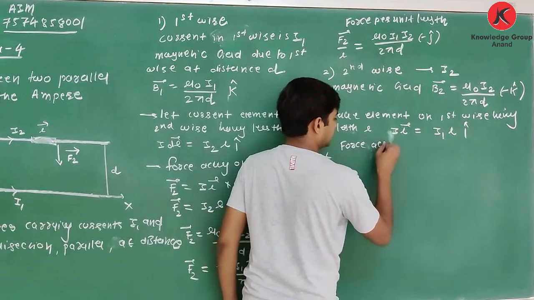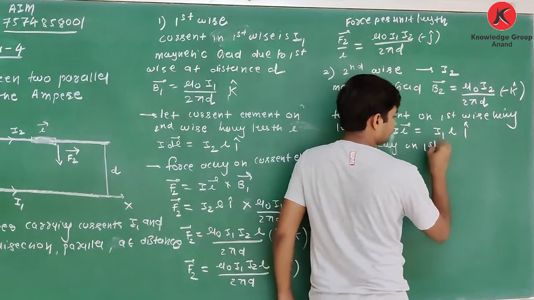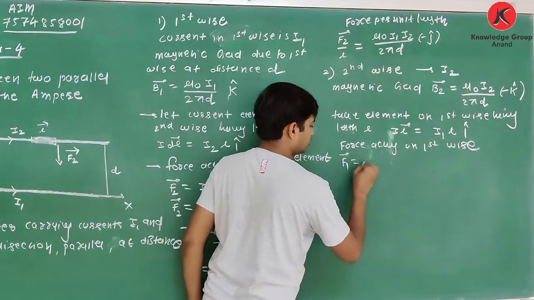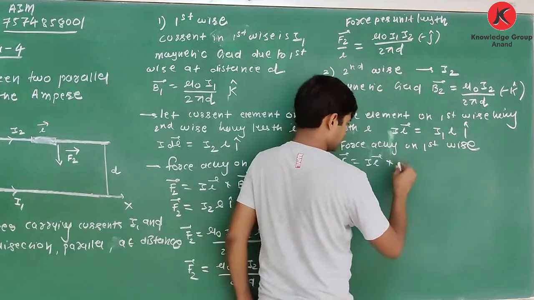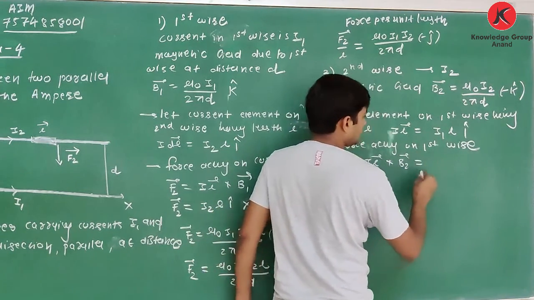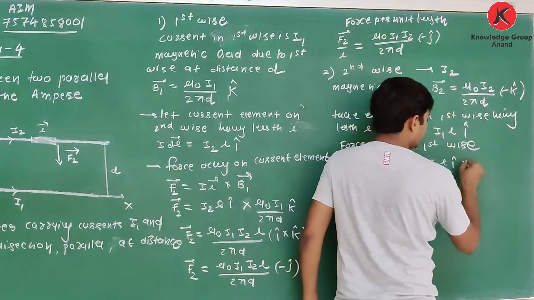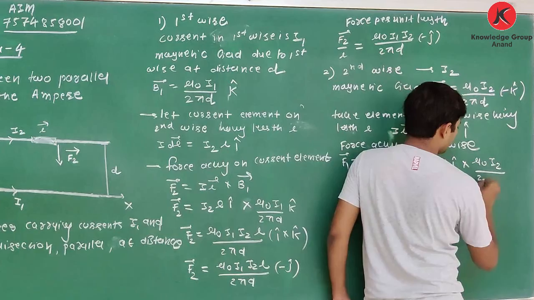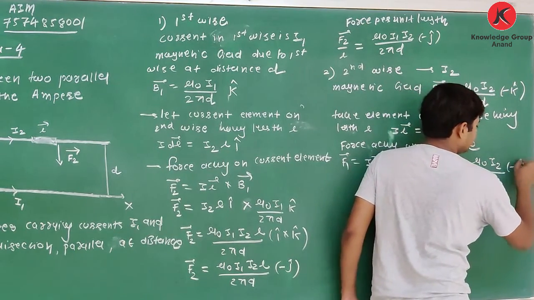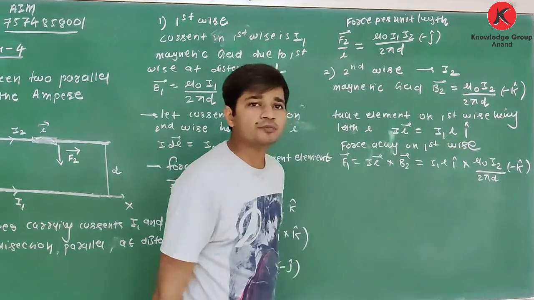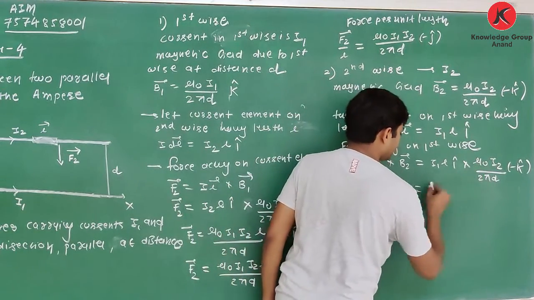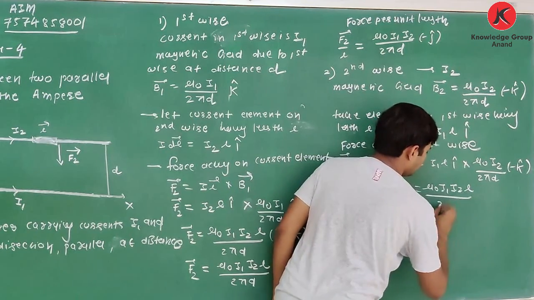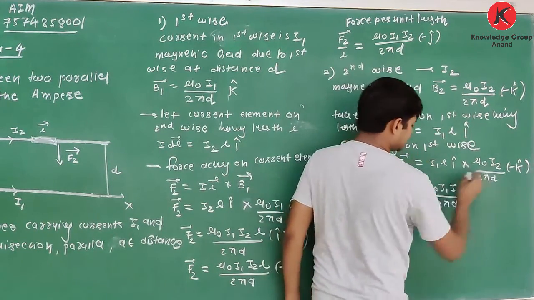Force acting on the first wire, I can write F1 is equal to I L cross B. I L is I1 L i caret, cross. What is the value of B2? It is μ0 I2 upon 2πd, and here it is minus k caret. Any doubt? Again, I can write μ0 I1 I2 L upon 2πd, and yes, this minus sign.